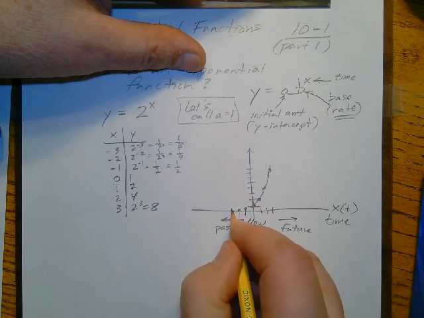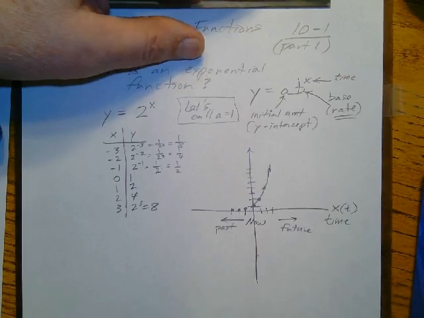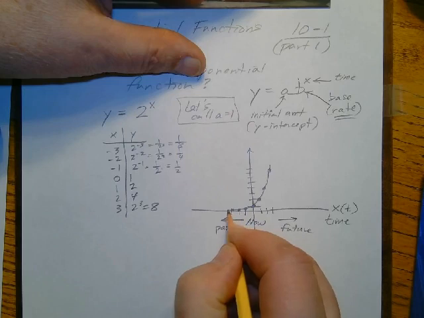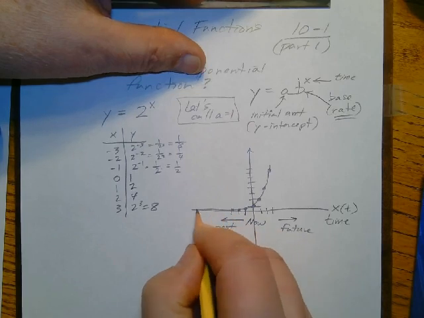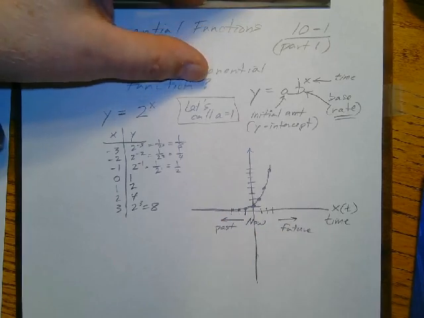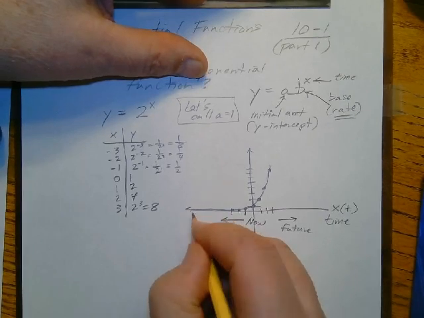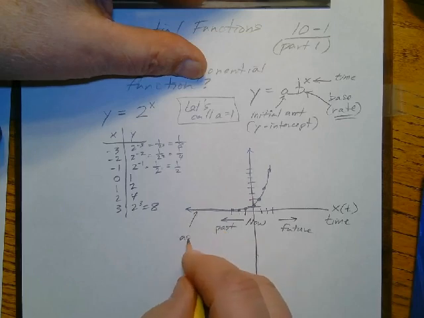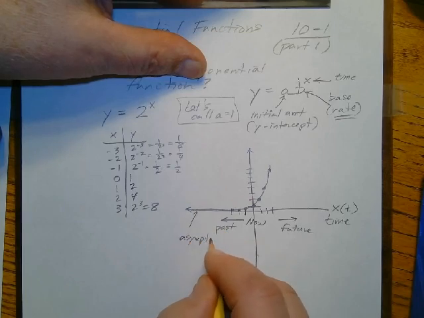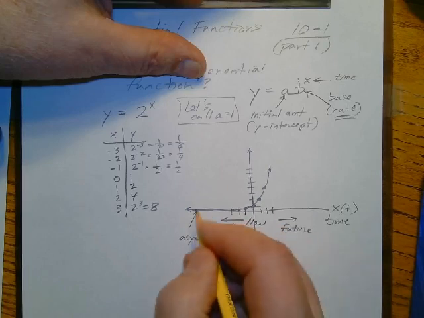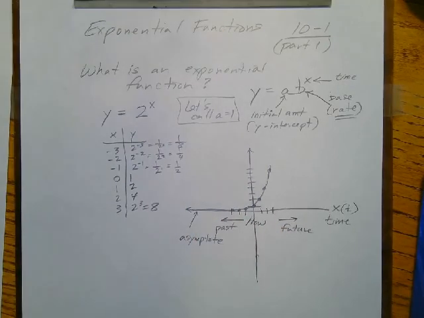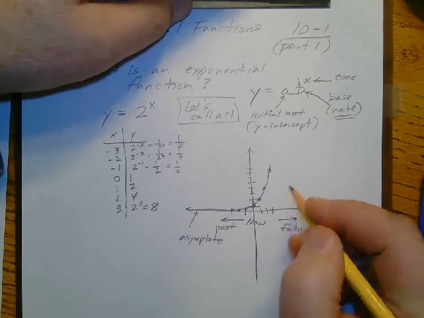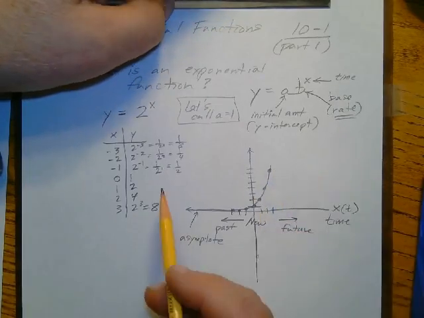-3 goes to 1/8. It looks like we're getting closer and closer to the x-axis, and that continues. It gets so close, but it never actually gets there. The x-axis in this situation is what's called an asymptote. An asymptote is a line where a graph approaches it but never actually gets there. We'll talk about asymptotes later. But the main thing for right now is to note what's happening to these numbers.